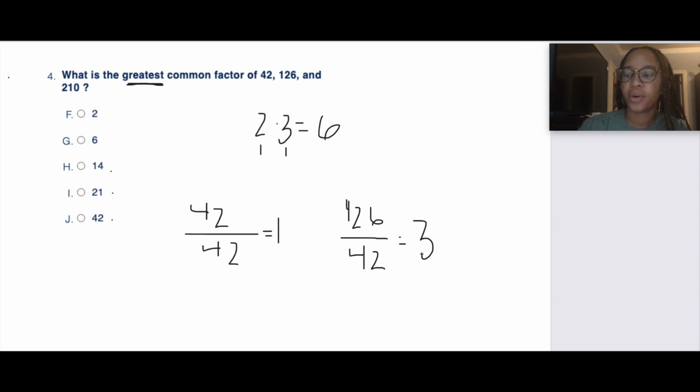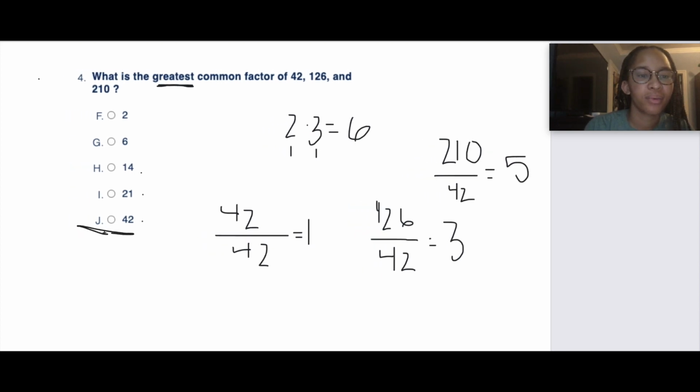And then I would take 210 and divide it by 42, and that gives us 5. So very simple. That means 42 is our answer. And that's a much simpler way of doing it. You don't have to go through all the factors.